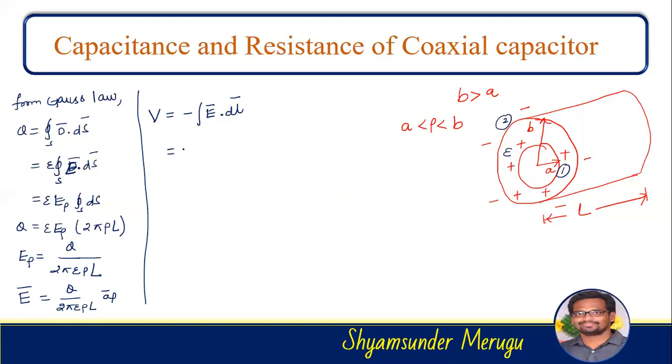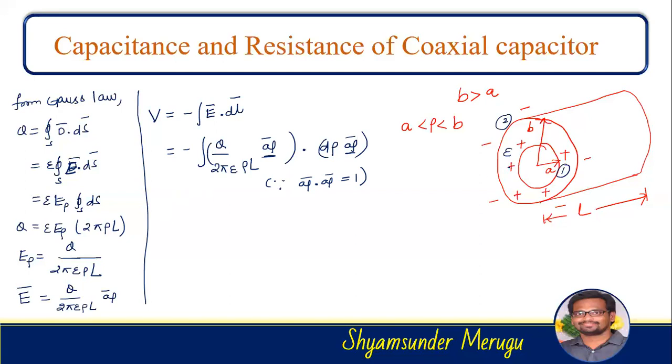So we have the expression for E bar here. The integral of E bar is Q by 2 pi epsilon rho L a rho, dot dl bar, which is d rho a rho bar. The dot product between similar unit vectors is always 1, since a rho dot a rho is equal to 1. And we have to consider the limits for the integration.